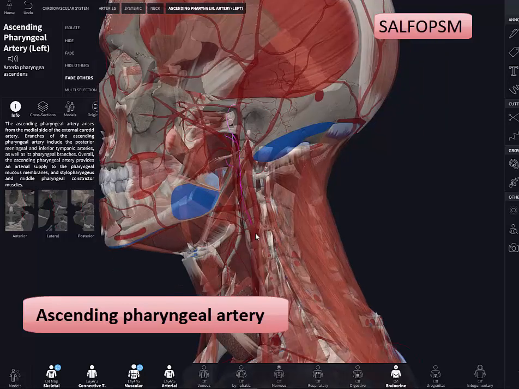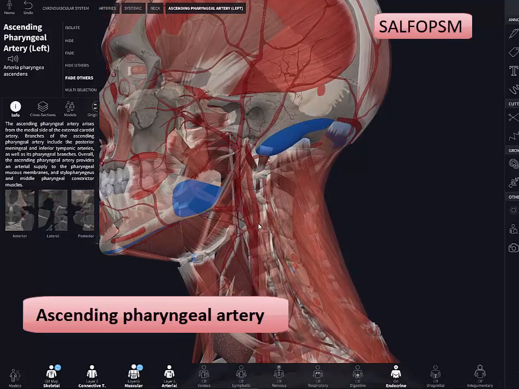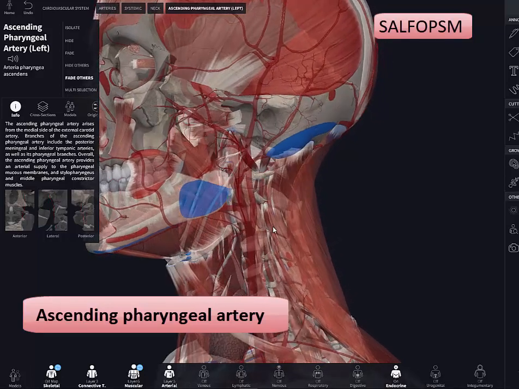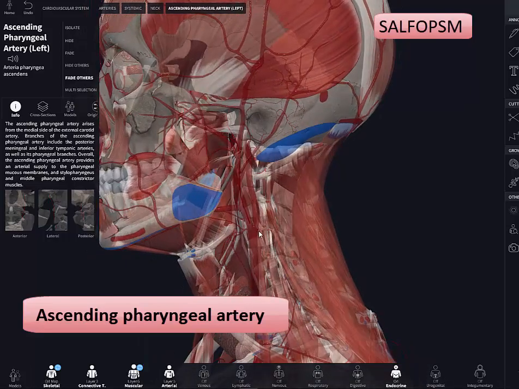Overall, you could say that the ascending pharyngeal artery will provide blood supply to the pharyngeal mucous membranes, the stylopharyngeus, and the middle pharyngeal constrictor muscles also.